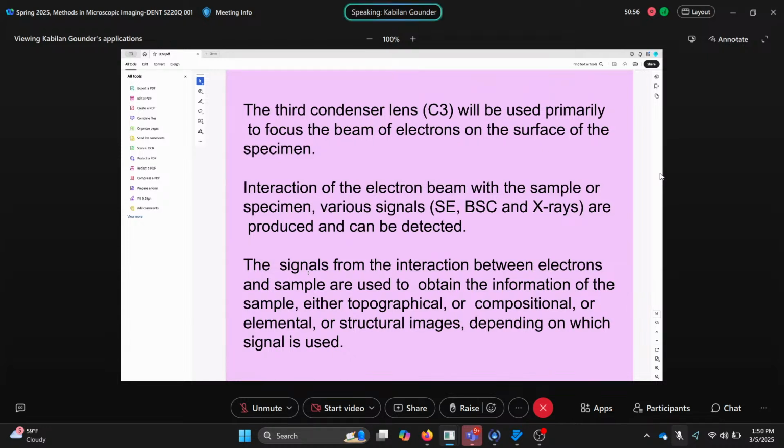The interaction of the electron beam with the sample or specimen produces different signals: backscattered electrons, secondary electrons, and X-rays, which can be detected. The interaction between the electrons and the sample is used to obtain information about the sample, either topographical, compositional, elemental, or structural, which all depends on what kind of signal you use.